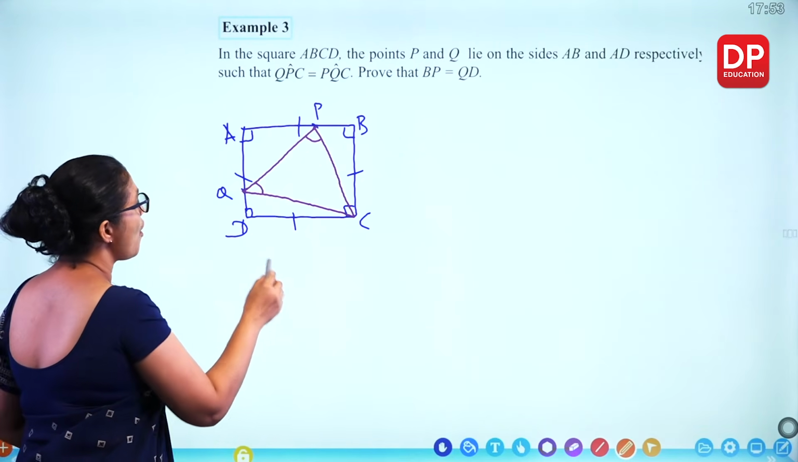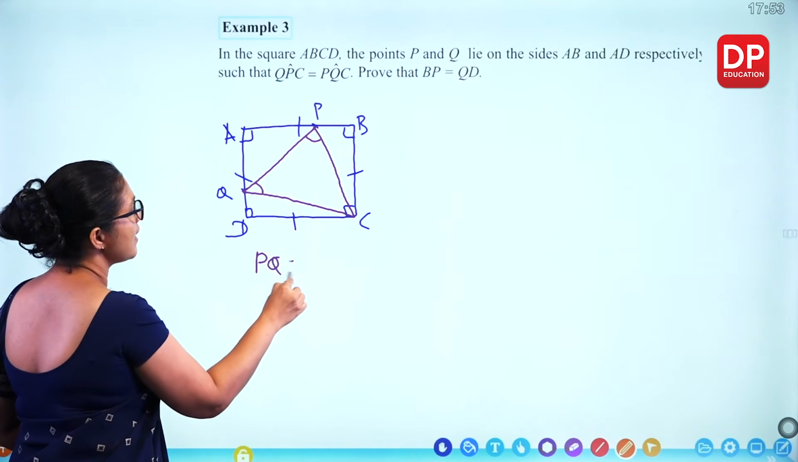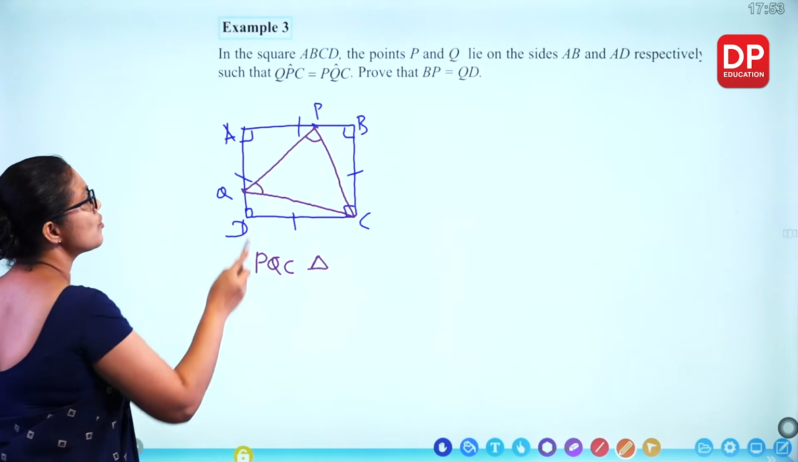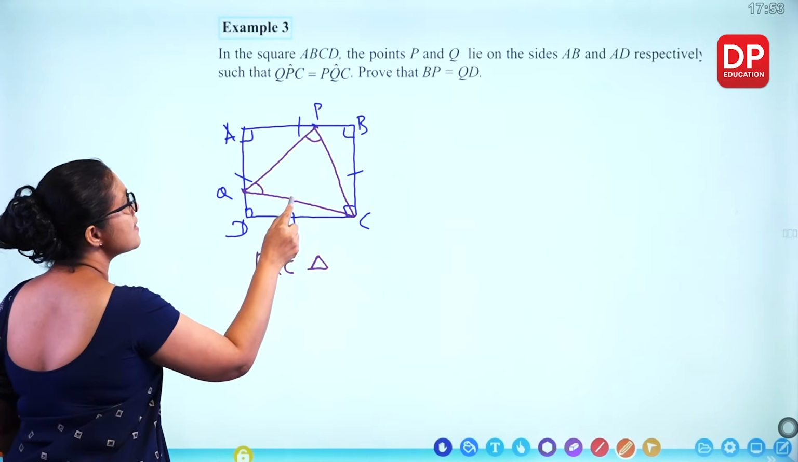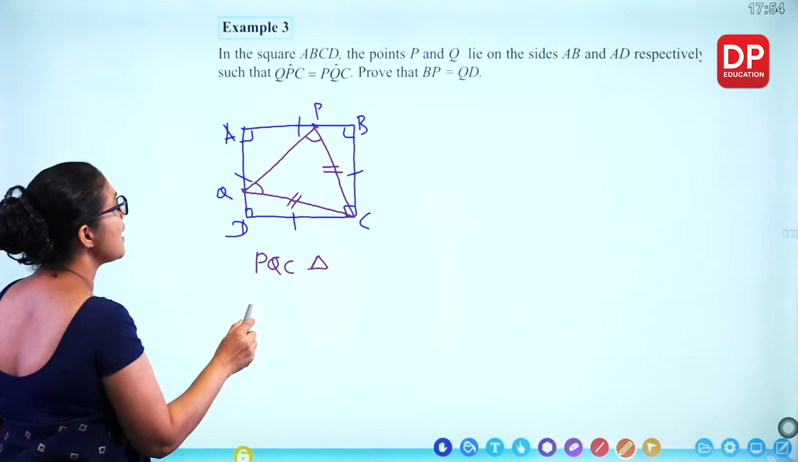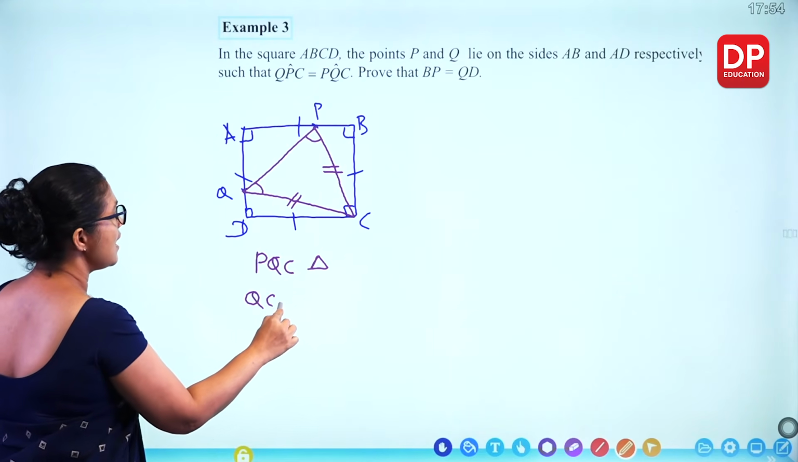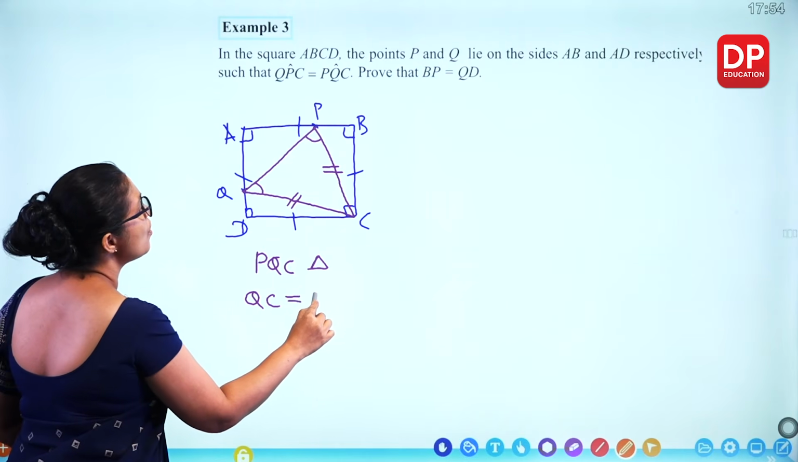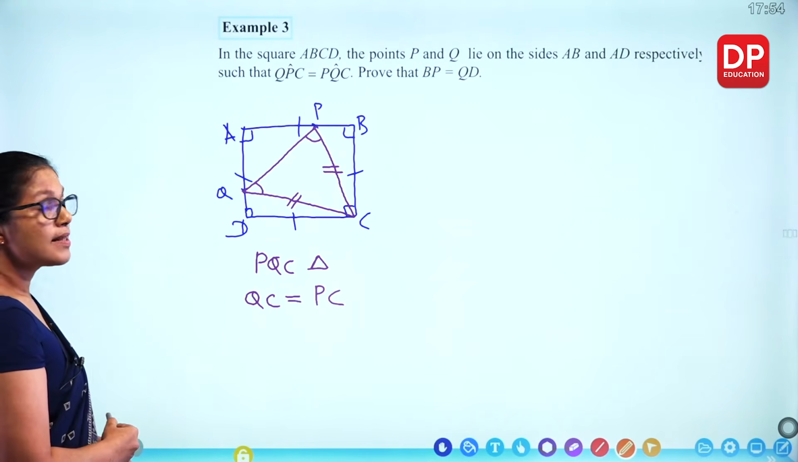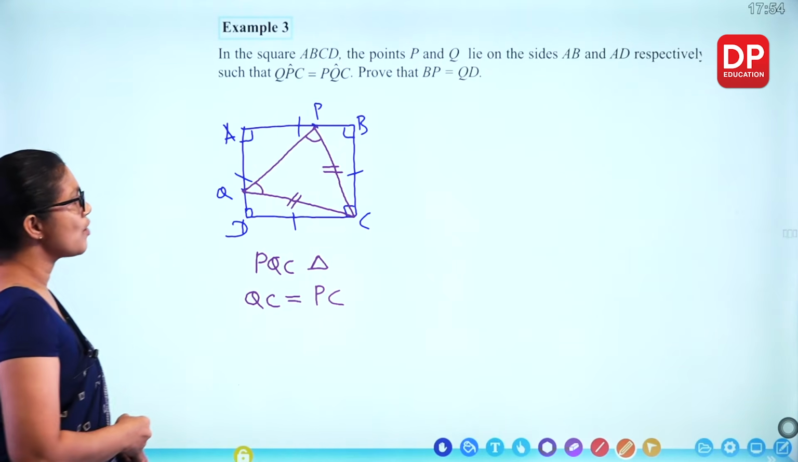We can see from triangle PQC these two angles are equal. So that means the opposite lengths should be equal to each other. So we can say QC should be equal to PC, because this is an isosceles triangle.